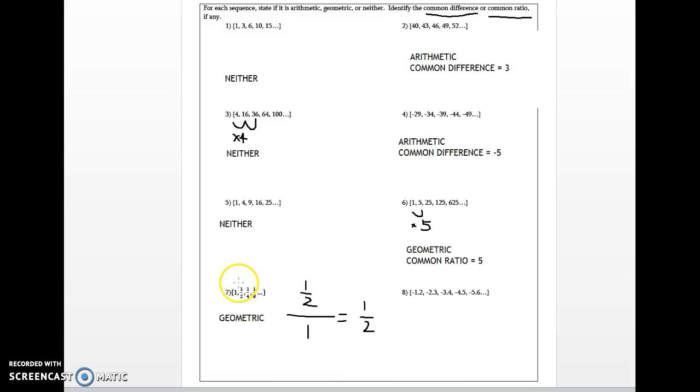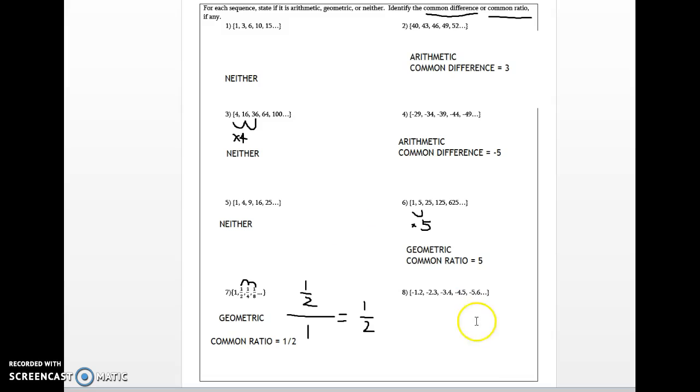As a matter of fact, if you take 1/2 and multiply it by 1/2, you get 1/4. If you take 1/4 and you multiply it by 1/2, you get 1/8. You're just cutting it in half every time. So your common ratio here is equal to 1/2. You could have written it as 0.5. Some students did. That's fine.